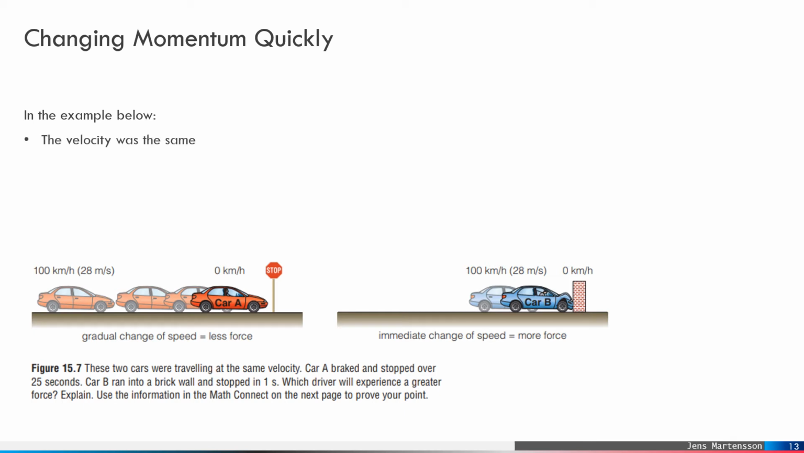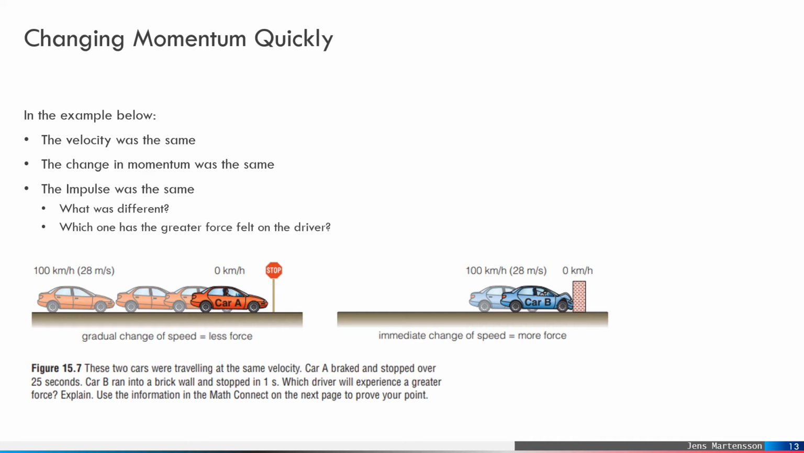So in this example below, the velocity was the same. The change in momentum was the same. The impulse was the same. So what was different? Hopefully we figured out that the amount of time was actually different. And so which one actually felt the greater force? Hopefully we're thinking car B as well.